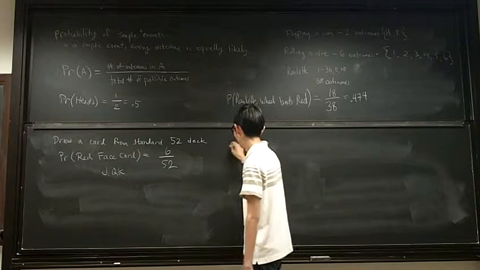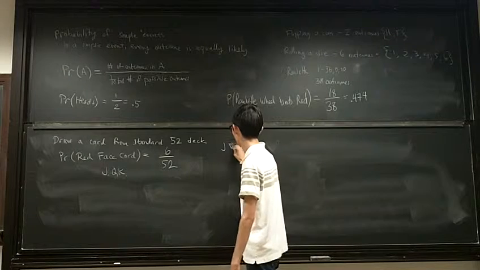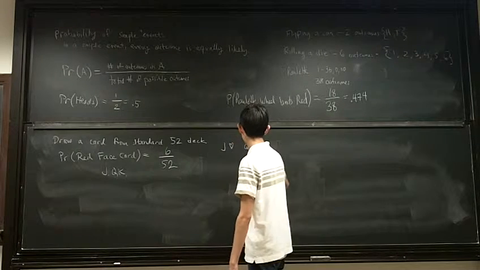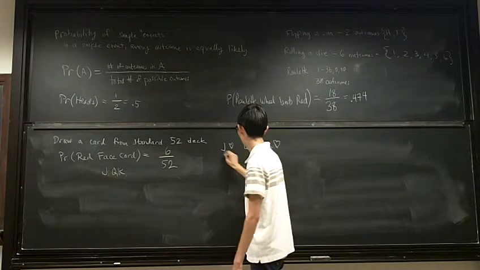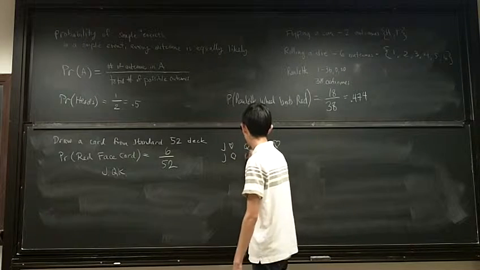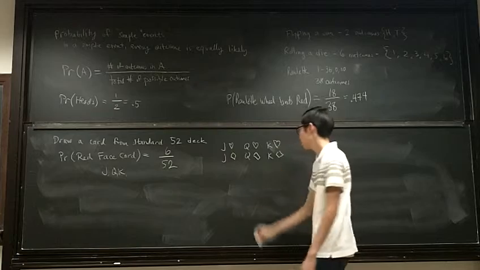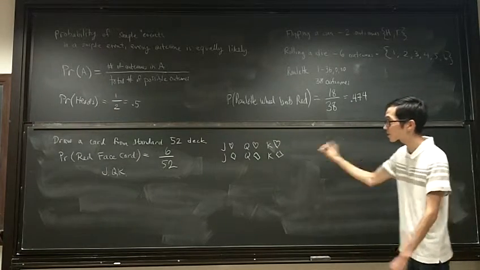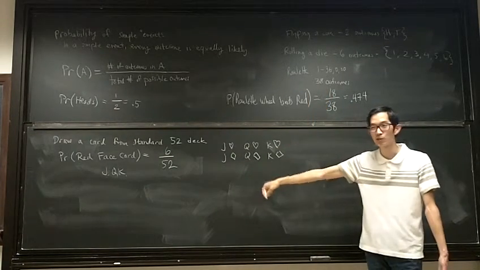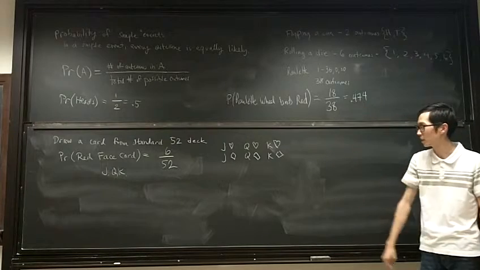It's Jack of Hearts, Queen of Hearts, King of Hearts, and then Jack of Diamonds, Queen of Diamonds, King of Diamonds. Those are the only red face cards in the entire deck. There's 6 of them. There's 52 cards total. 6 out of 52.